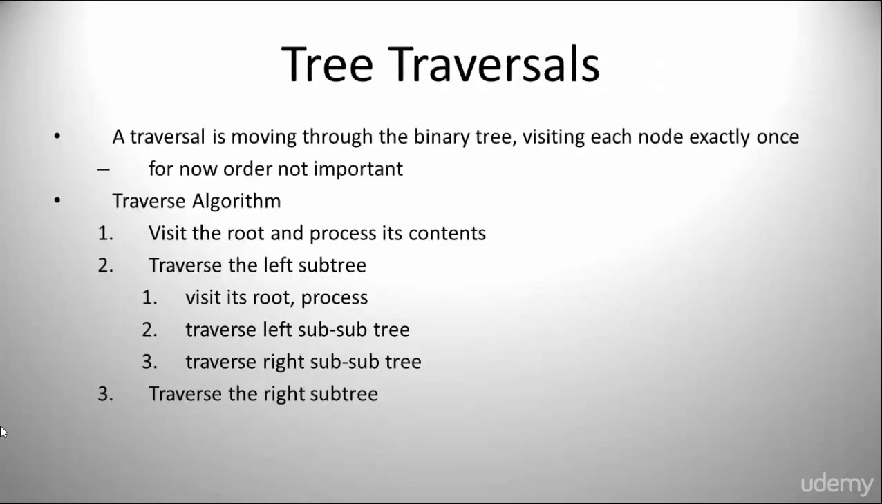There are also tree traversals. A traversal is moving through the binary tree, visiting each node exactly once. With a traversal algorithm, we have: 1. Visit the root and process its contents. 2. Traverse the left subtree. When it gets into the subtree, it visits its root and processes it, traverses to the left sub-subtree, and then traverses to the right sub-subtree. And 3, traverse the right subtree. Again, it is as if it is moving through different branches.